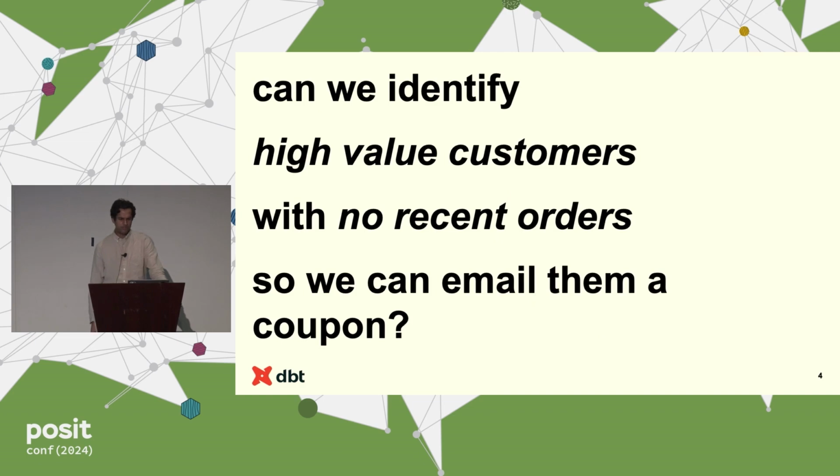The prompt you've got from your boss is, can we identify high value customers with no recent orders so we can email them a coupon? Because they may have just fallen out of the habit of ordering. So we want to email them and get them back. Both of these phrases in italics, high value customers and no recent orders, are fairly vague. Your job as a data engineer is often to turn these into metrics that you can go and identify.